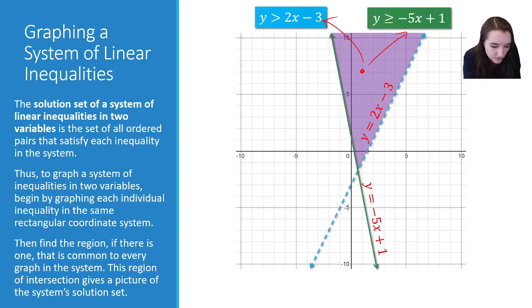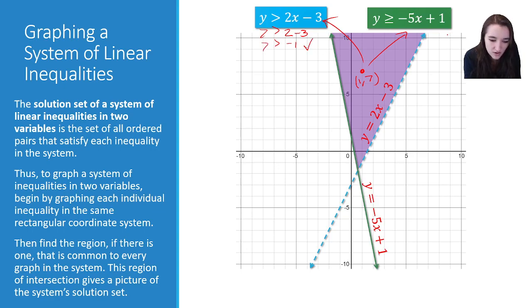So what point did I just pick? 1, 7. So this is the point (1, 7). If I plug in, that'll be 2 minus 3. Is that greater than 7? I mean, is that less than 7? So this is negative 1. Negative 1 is indeed less than 7.